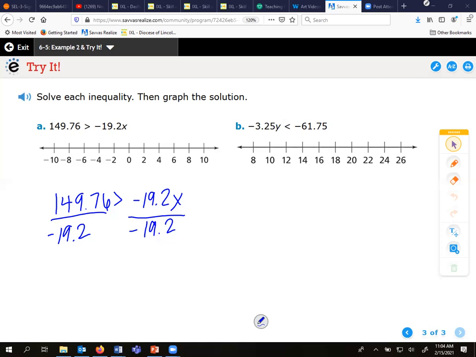Because one of my numbers is positive and one is negative, my answer will also be negative. And I'm going to flip my inequality symbol. So we have the answer negative 7.8 is less than x. We can also rewrite that to have x on the other side by just flipping it over. So it's the same as x is greater than negative 7.8.